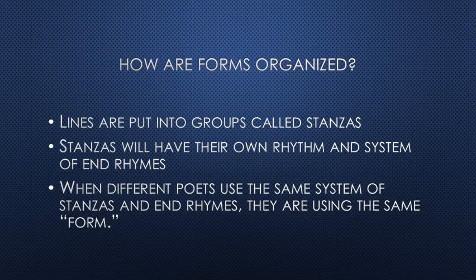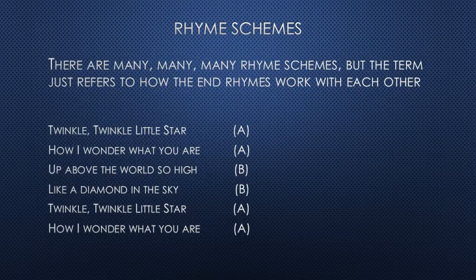Okay, so forms are organized. Any set form is organized by putting lines into groups called stanzas. So you will have a certain number of lines put together. They'll be called a stanza. Stanzas will have their own rhythm and system of end rhymes internal to that stanza that will then relate to the larger one and to the stanzas around it. So if different poets use that same system of organizing their stanzas and establishing their end rhymes, then they are using the same form, as you will see these different as we go.